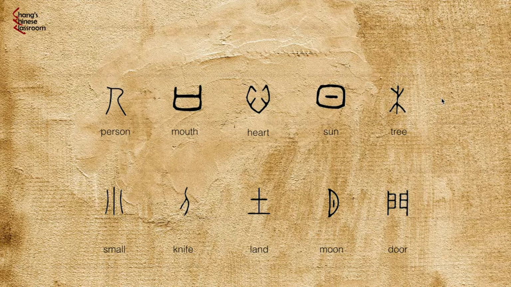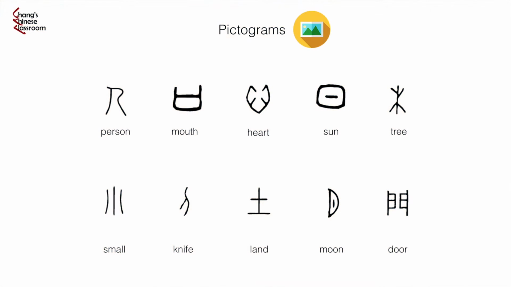Okay, so back to the modern time. This is the first method our ancestors used to create Chinese characters. We call them pictograms. To put it simply, they just draw everything they saw, or part of it, particularly the part they think could represent the whole picture. Except for this one, which is a little bit different. We're going to talk about this a little bit later.